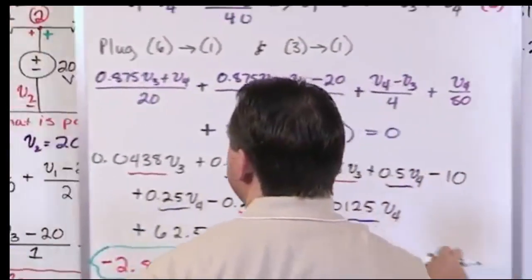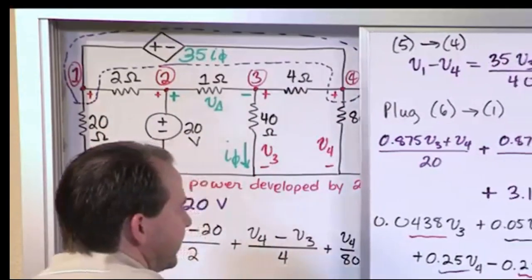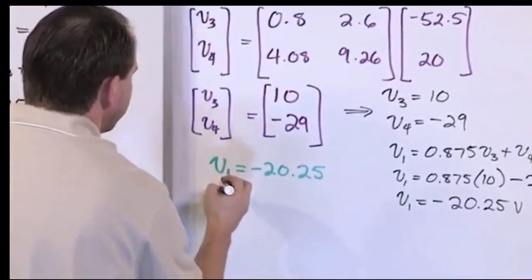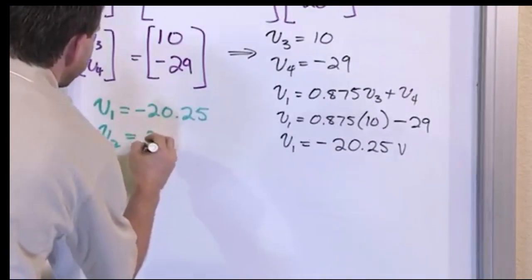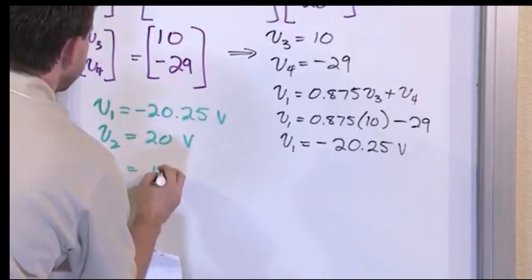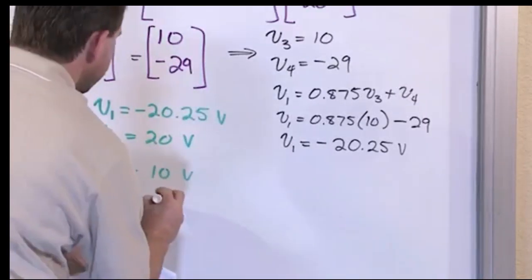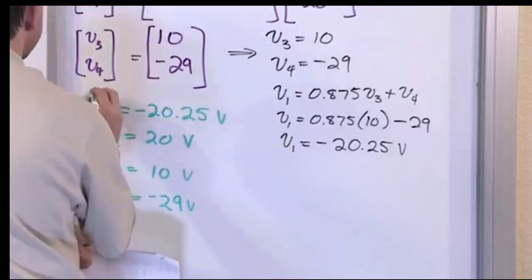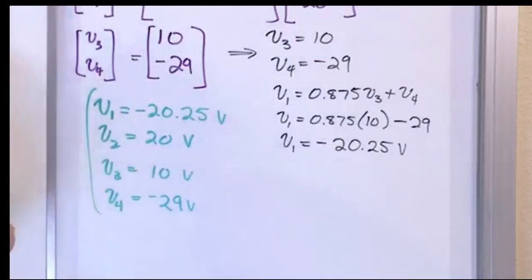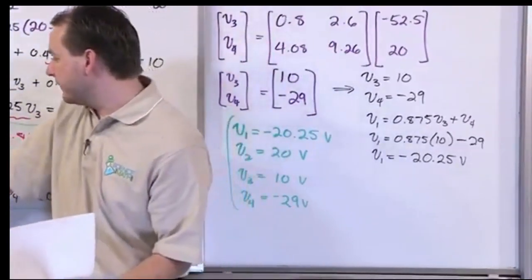Node voltage V2 is this node here, but we already know it's just 20 volts. We didn't really even have to solve for that. So let's just write it down for completeness: 20 volts. Node voltage V3 is 10 volts. Node voltage V4 is negative 29 volts. So these are all of the node voltages, and you know from experience that once you know the node voltages, everything else can be solved for.